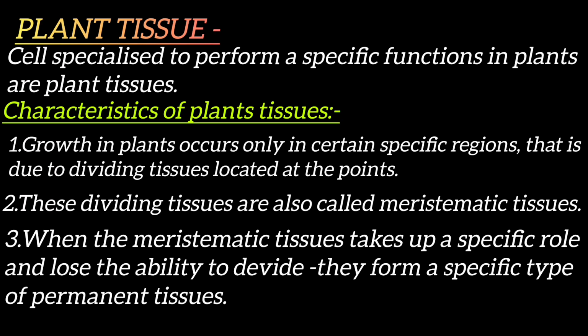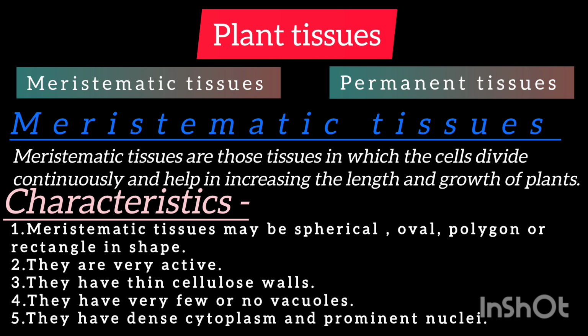Plant tissue. Cells specialized to perform a specific function in plants are known as plant tissue. What is the characteristic of plant cells? First point: growth in plants occurs only in certain specific regions due to dividing tissue located at those points. These dividing tissues are also called meristematic tissue. When the meristematic tissue takes up a specific role and loses the ability to divide, it forms a specific type of permanent tissue. Plant tissue is of two types: meristematic tissue and permanent tissue.